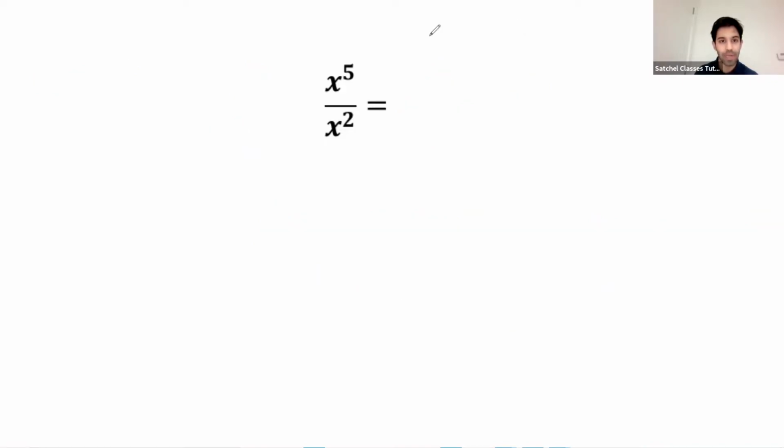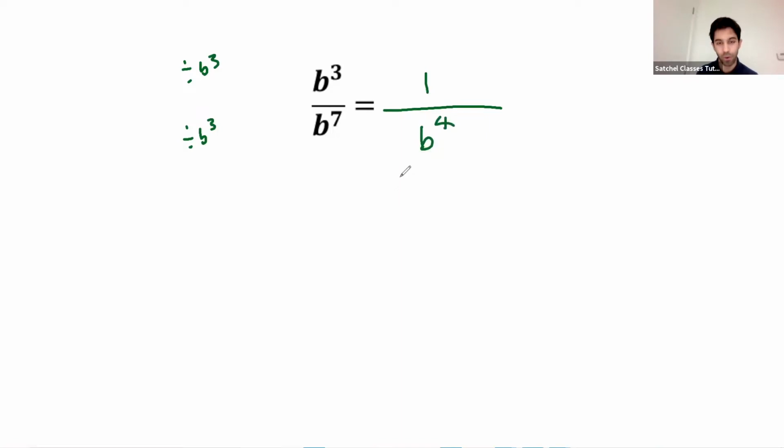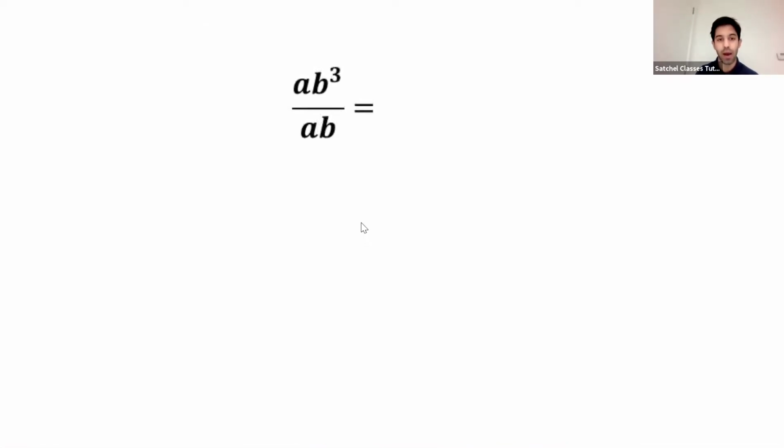All right, have a go at the next one, please. So b to the power of 3 divided by b to the power of 7. You can pause the video and try this. All right, so this one, again, the highest common factor is going to be b cubed, so divide by b cubed, divide by b cubed. What we'll have is 1 over b to the power of 4. Let's do another example. Again, as I'm doing these examples, you can pause your videos and have a go at them and then check your answers.